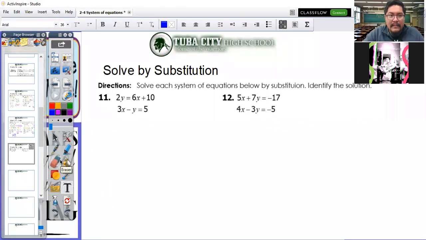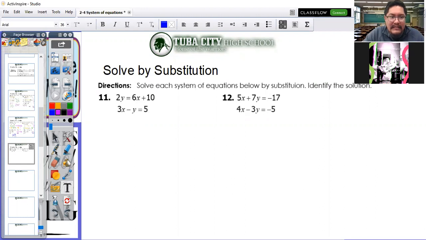All right, so now looking at this one, it looks like we have a choice. Okay, I could either add y to both sides and then minus 5, and I'd have something like y equals 3x minus 5 or something like that.